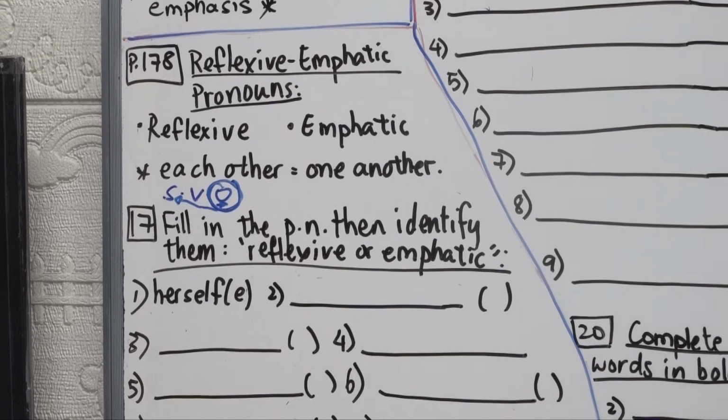So mind you, again, only some verbs can be used with reflexive pronouns. For example, the looked behind, right? You can't say she looked behind herself. She looked behind her. Okay?